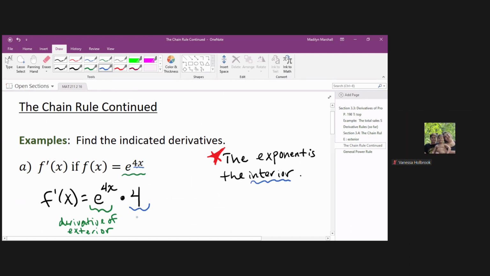Having trouble writing derivative today. Derivative.